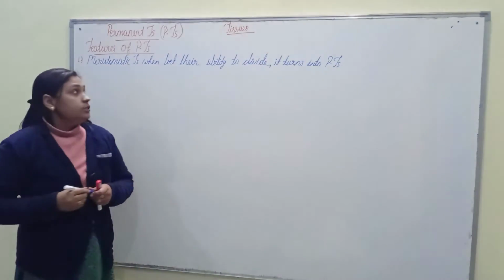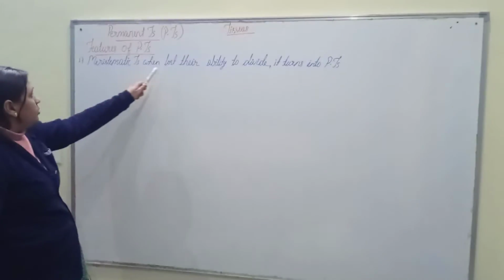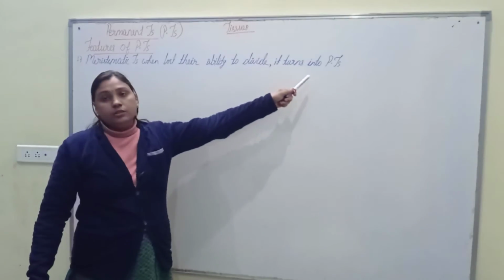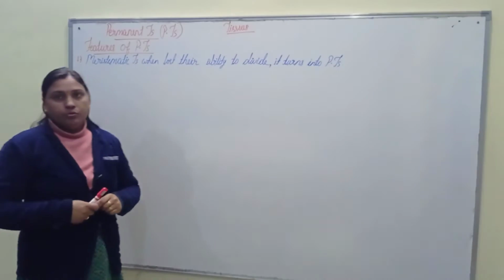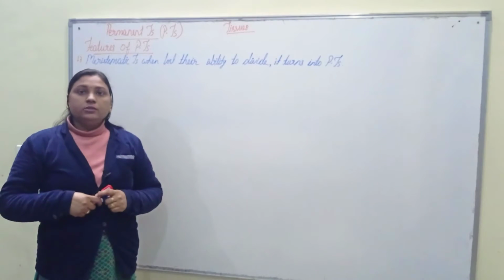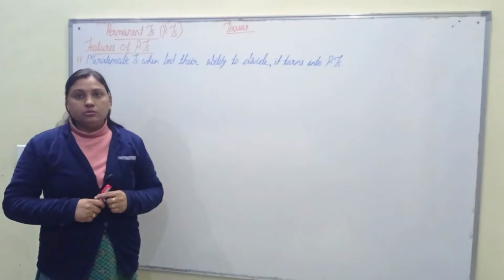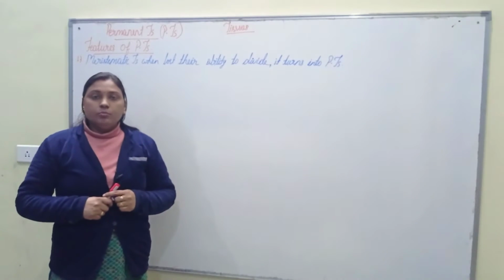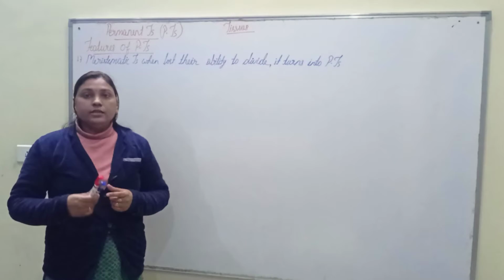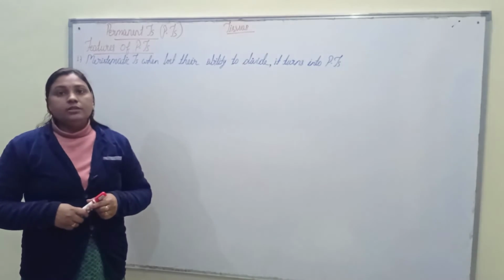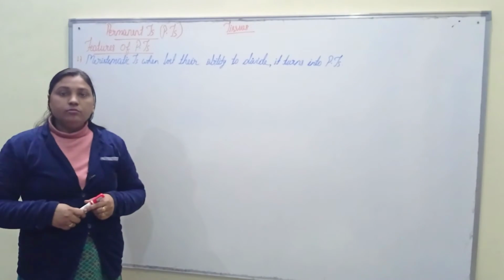So, meristematic tissue, when it loses its ability to divide, turns into permanent tissue. Another feature of permanent tissue is that it exhibits the differentiation process. Differentiation is a process in which a cell takes up a definite shape, size and function.